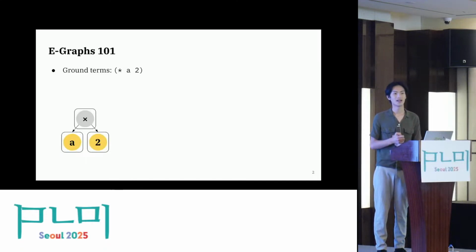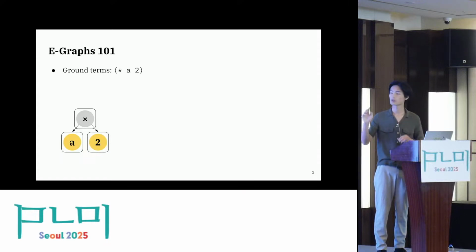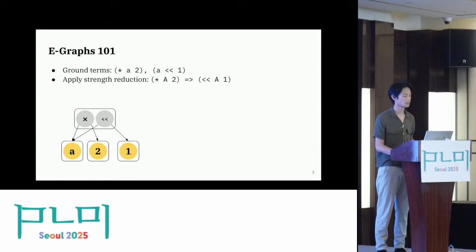Great, so just as a very quick recap of what EGRAPHS are. You can think of them as a list of ground terms. For this really simple example, it's just a times 2. The leaf e nodes are represented in yellow here, and then we have a multiplication e node. The classes are represented by the boxes that they reside in.